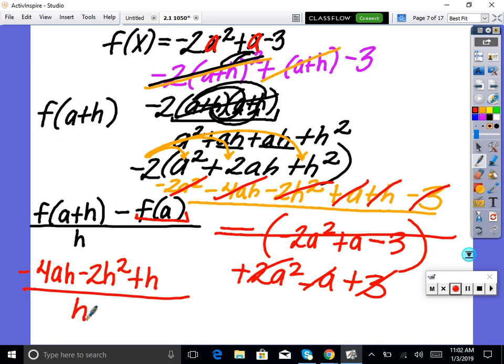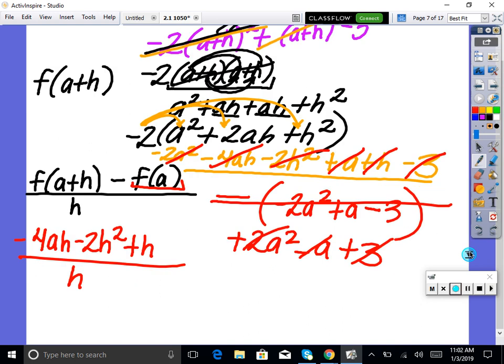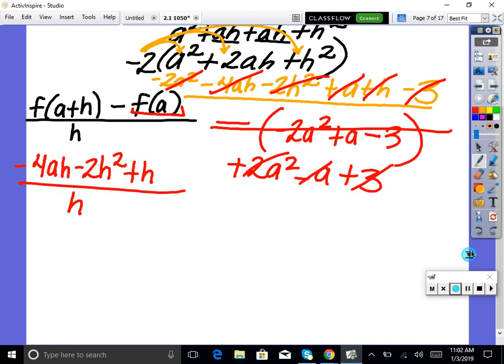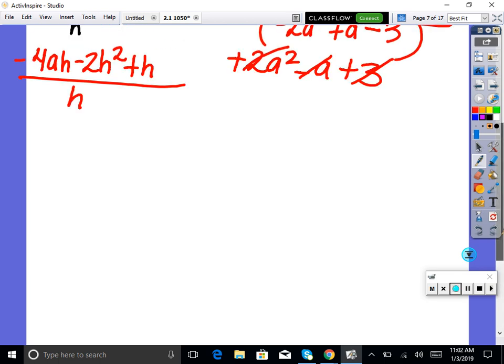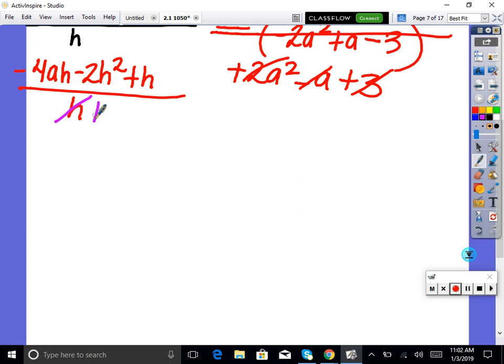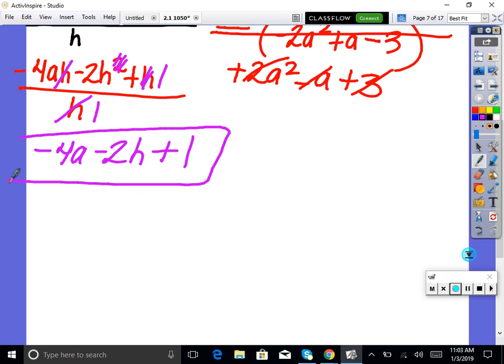Now we know it would be really bad to just say, oh, my h's divide out, isn't it? We can't divide across addition signs. However, isn't it appropriate if all of the top divides by h that we could divide out an h? Yes. If each piece of the top divides by h, then it would be appropriate to divide out the h. So they all divide by h. This becomes a 1, this h is gone, h squared and h divide out to become an h, and then h and h divide out to become a 1. So my final answer is negative 4a, my h is gone, minus 2h, true, and then plus 1. All divided by 1, and I don't need to write that. So look, it simplified to be something really nice and pretty.